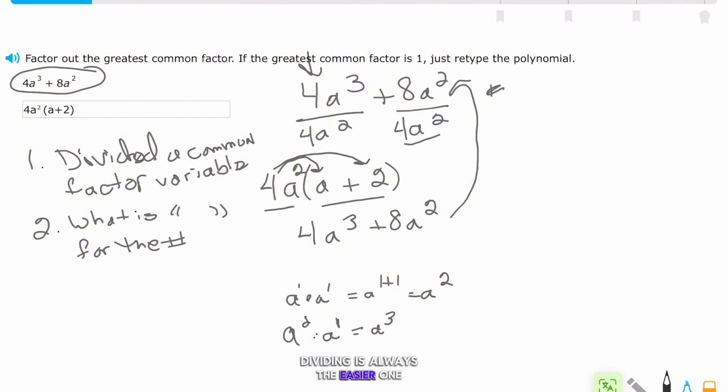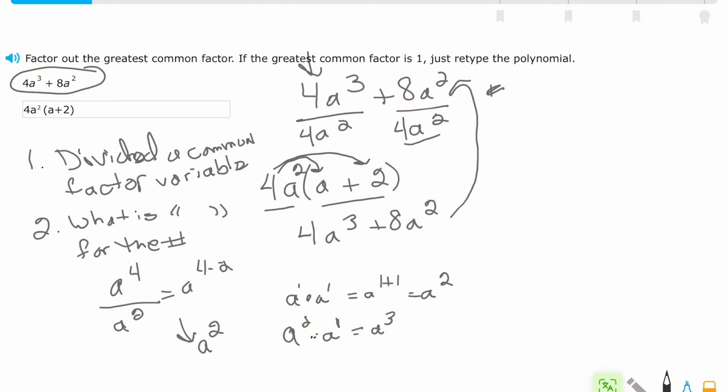Dividing is always the easier one, right? So what do I mean by that? So if I have a to the fourth and I divide by a to the second, this is really a to the 4 minus 2, right? It's not 4 divided by 2, it's 4 minus 2. So that is why the result is a to the second. So you have to remember all of your rules from exponents, okay?